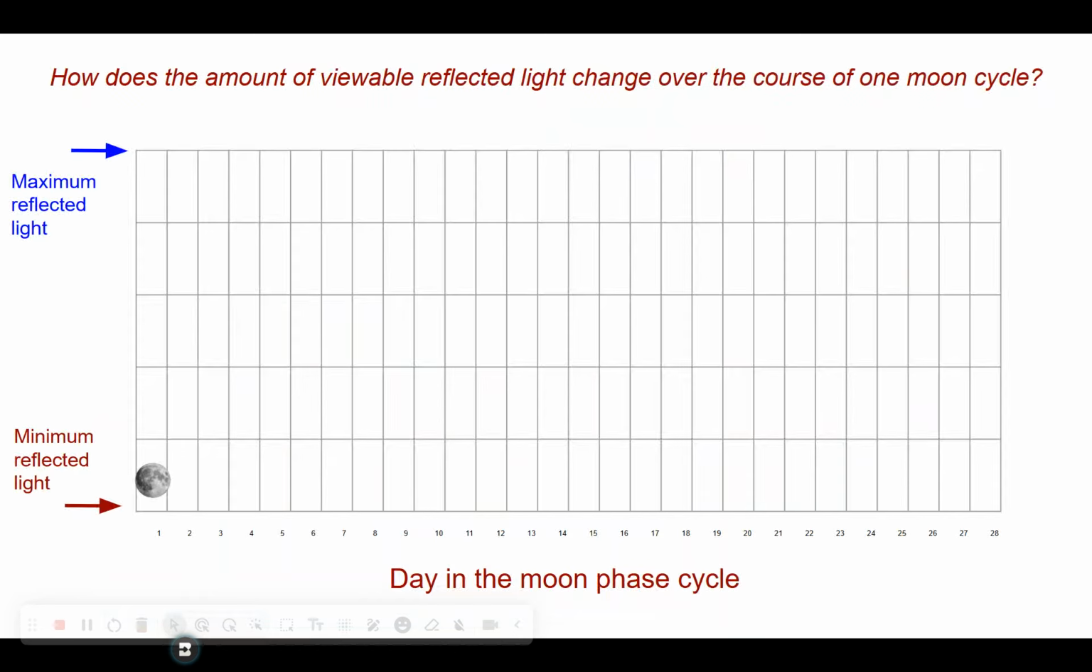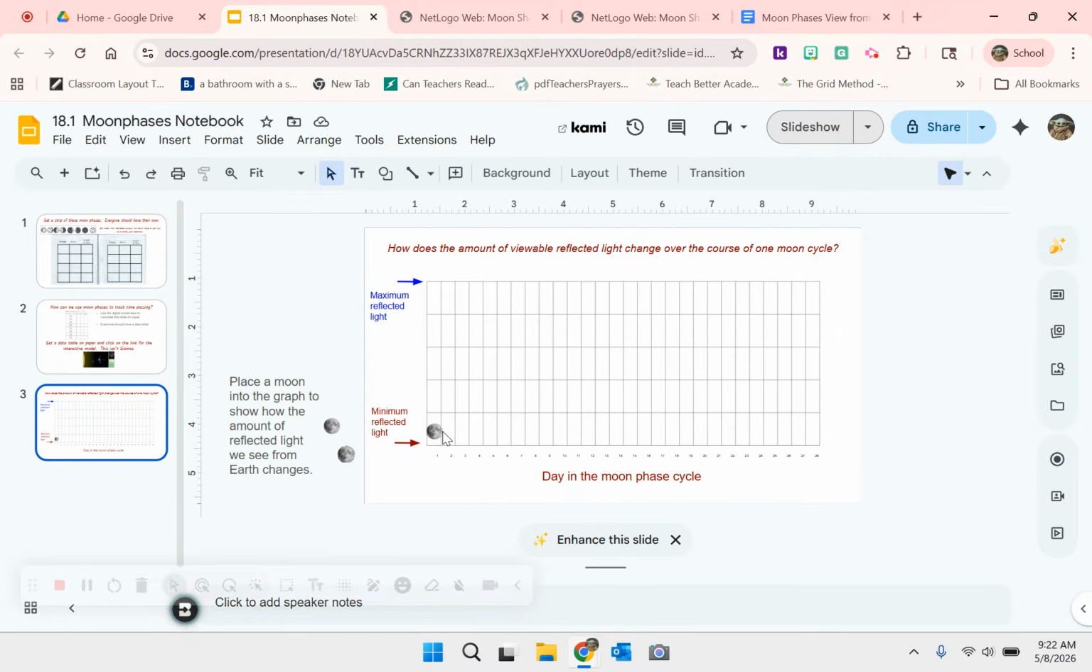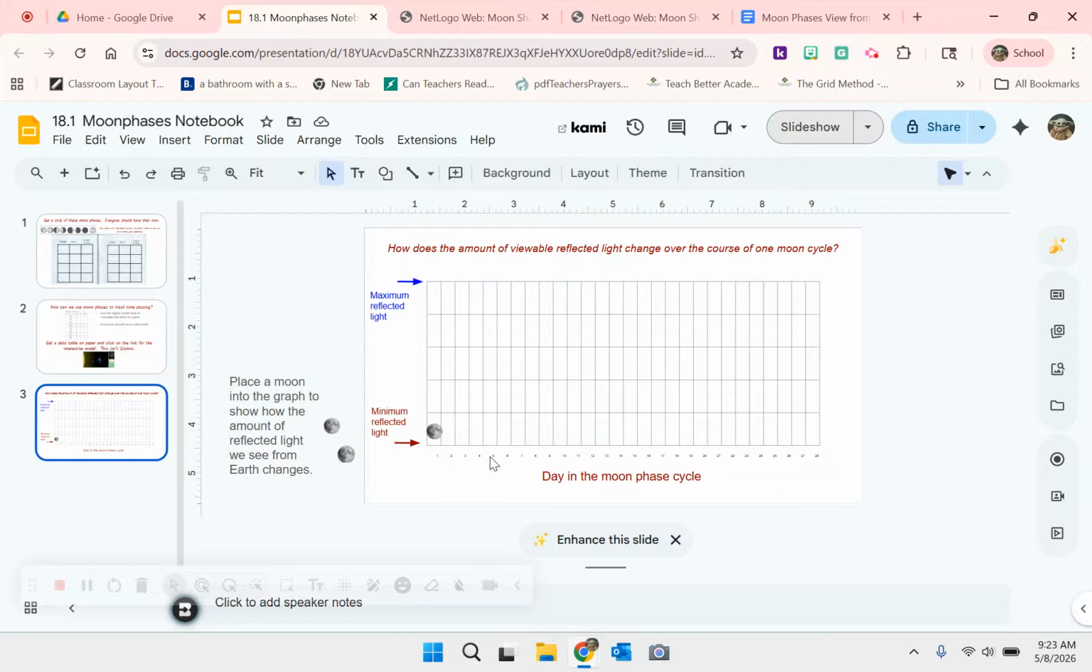Okay. What about the percents, Mrs. Kachuk? Well, after all that, this is kind of a should do, right? If you don't get to this, I'm not terribly worried. We're going to talk about it as a class, but if you have time, you're doing this. How does the amount of viewable reflected light change over the course of 1 moon cycle? So if you look here, these are the days of the moon cycle. This is 1 moon. So this is minimum reflected light. So, your new moon, day 1 is not going to have anything in it. Day 2 might have 1.